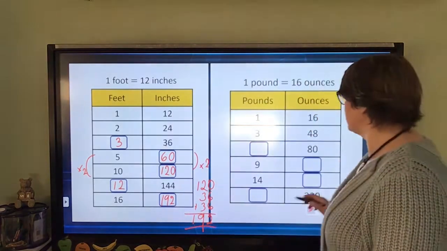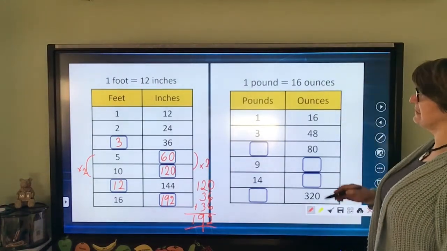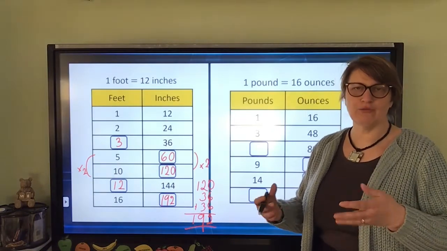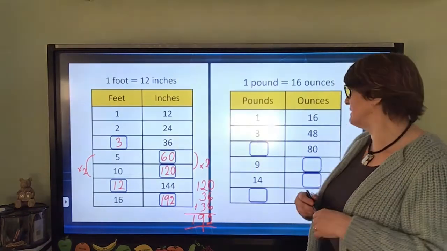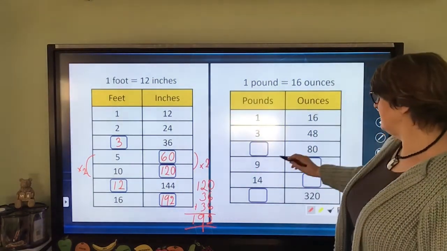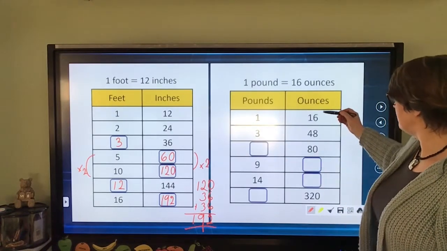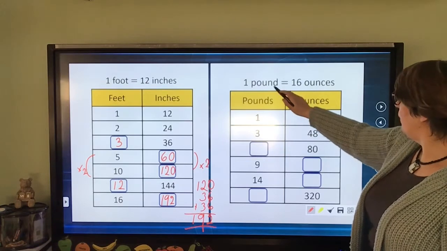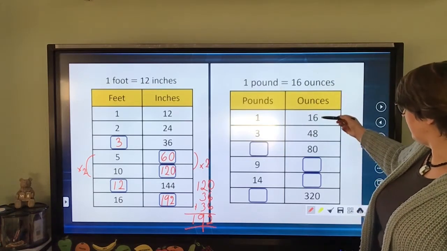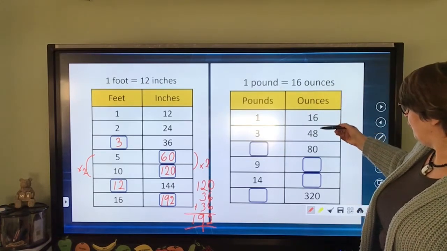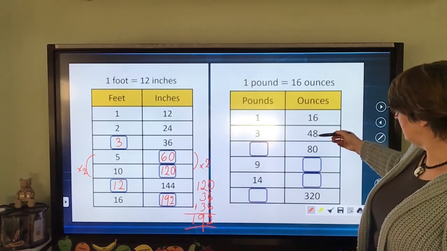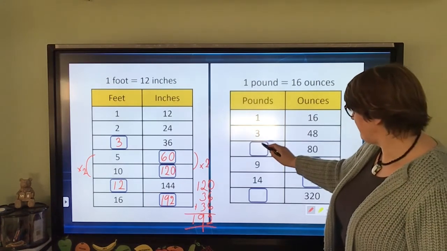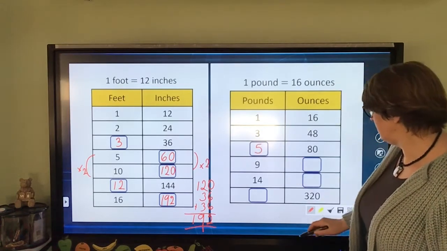And then coming across here to my pounds to ounces. So when we're doing our baking, if we're using an old imperial recipe, we'll talk about pounds and ounces of food. So here again, if I know my times tables, I can think, well, 1 pound is 16 ounces. So if I'm going up here, 16, 48, 80.